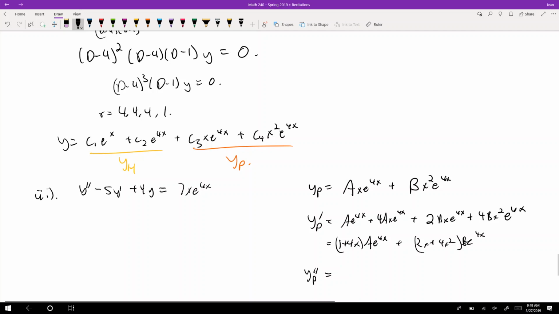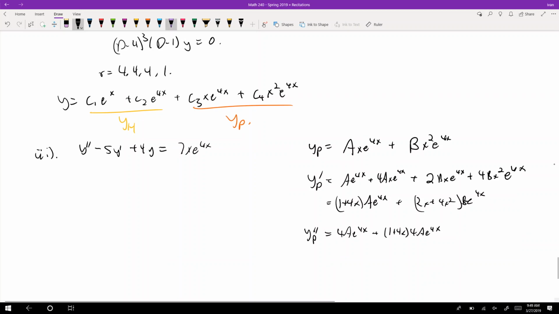Well, take the derivative of the parentheses. That's 4a e to the 4x. Right, now I add that to 1 plus 4x times 4a e to the 4x. All right, so that's the chain rule on the first term here. And now I've got to take the chain rule on the second term. So that's plus, all right, the derivative inside the parentheses is 2 plus 8x times b e to the 4x. And now I add that to 2x plus 4x squared times 4b e to the 4x.